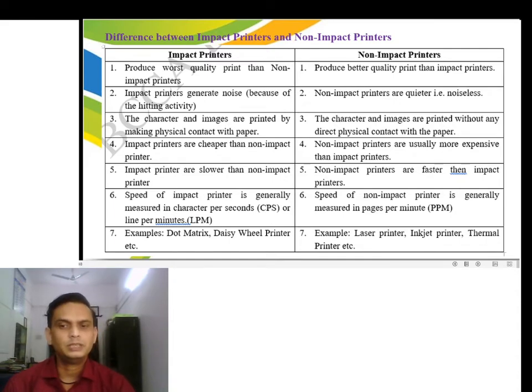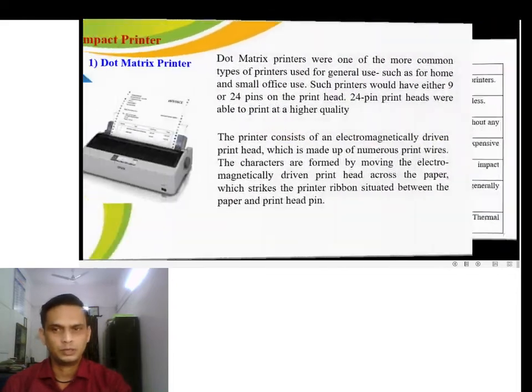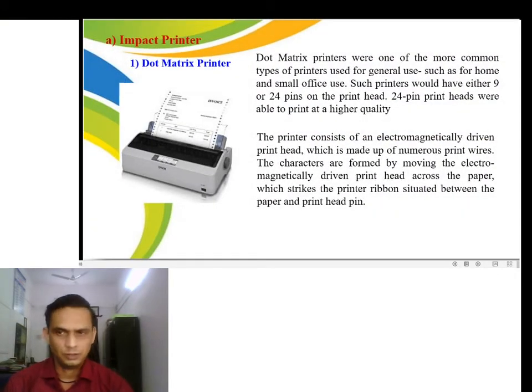The speed of an impact printer is generally measured in CPS, that is characters per second, or lines per minute, whereas non-impact printer speed is generally measured in pages per minute. Dot matrix and daisy wheel printers are examples of impact printers, whereas laser printer, inkjet printer and thermal printer are examples of non-impact printers. The first impact printer is the dot matrix printer.